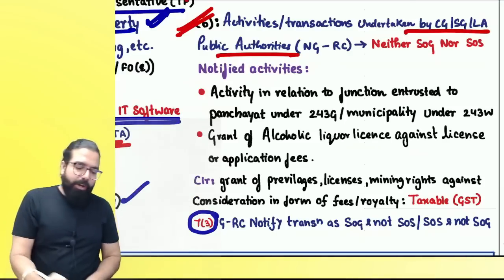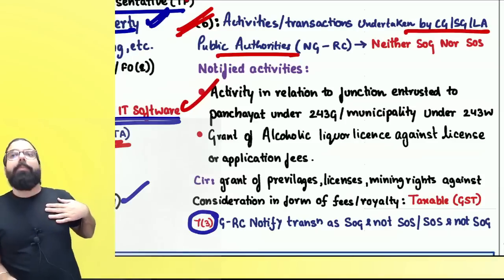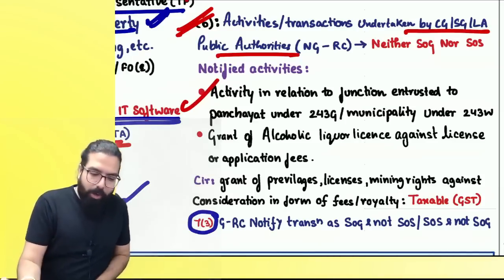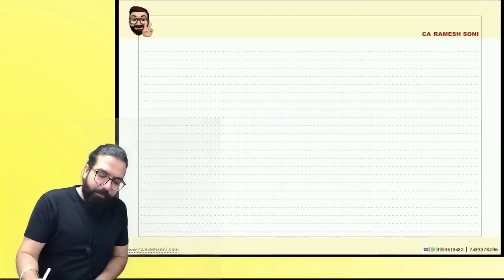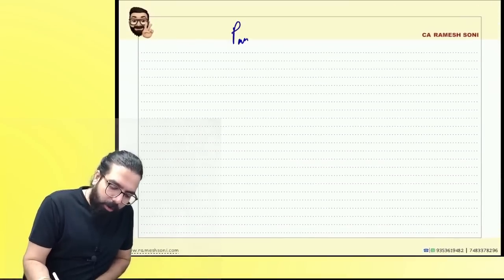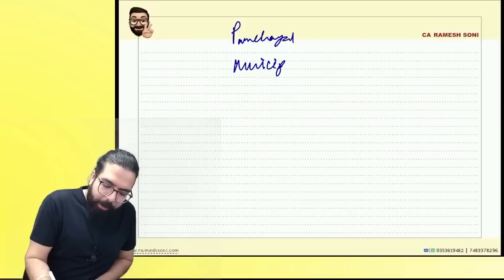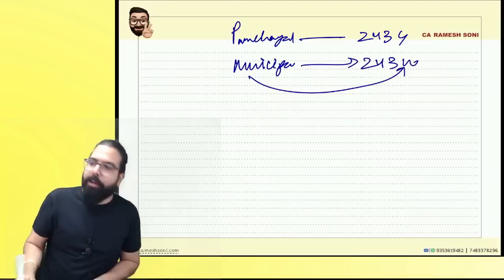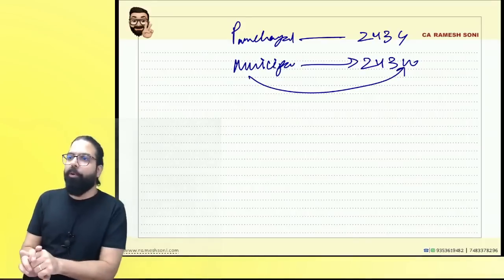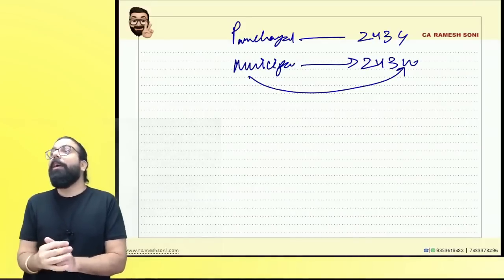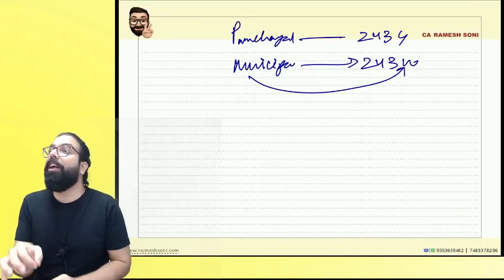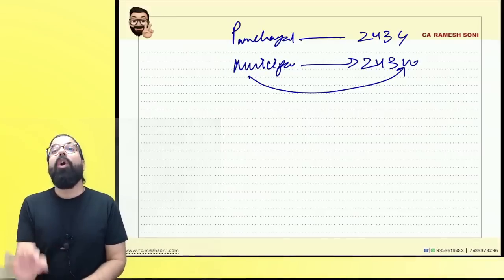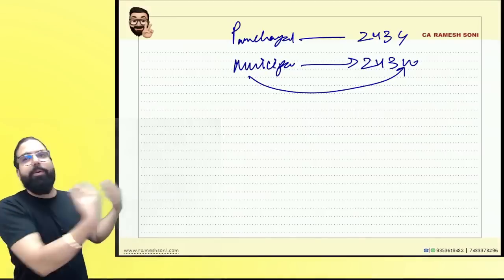And they have gone ahead and issued a notification mentioning panchayat and municipality. Who are the two they have told over here? Panchayat and municipality, 243G and 243W. M's opposite is W. Remember, for municipality it is W. Okay, everyone. When panchayat and municipality are doing the activities told in 243G and 243W of the Constitution, they are doing it for the public.